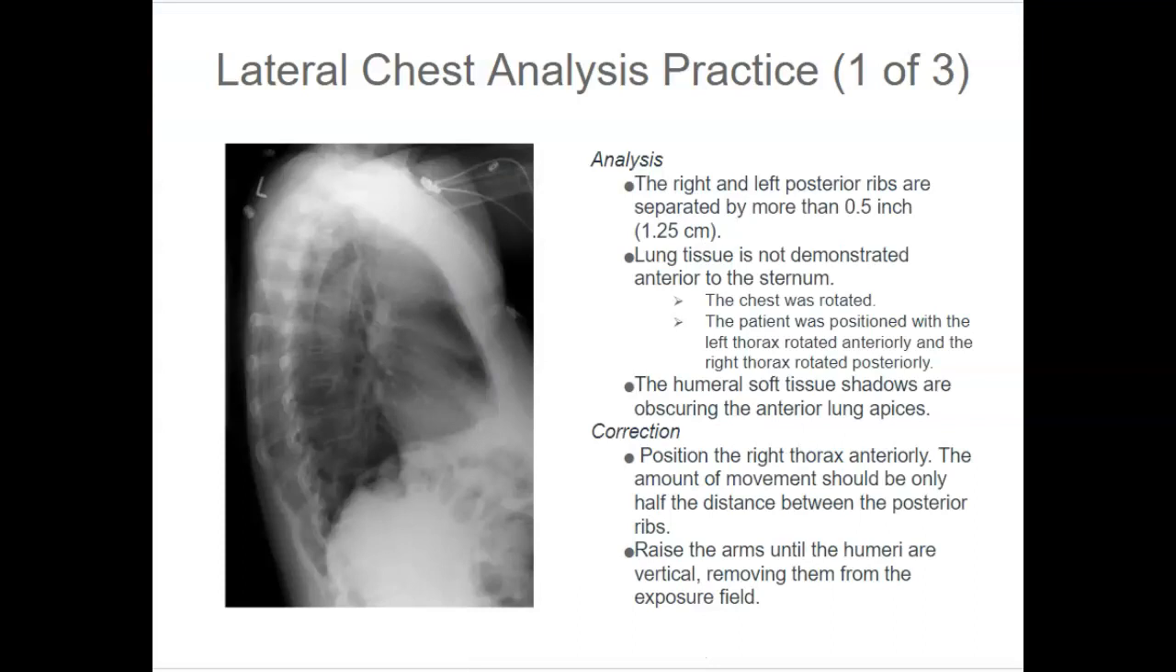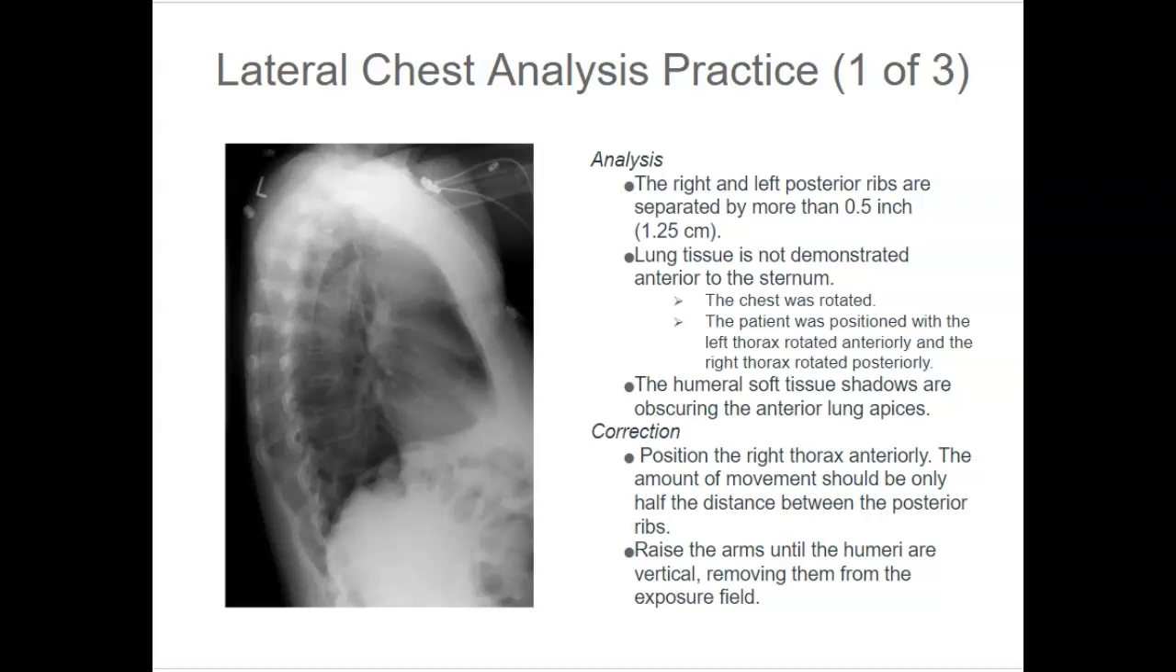So let's take a look at this practice analysis. Looking at this practice analysis, we can see that we have some obvious rotation posteriorly. The left and right posterior ribs are separated by more than a half inch. There is not any identifiable lung tissue anteriorly. I also do not see a gastric bubble demonstrated very clearly. So my assumption would be that the left side of the patient is positioned anterior to the right. Also, we have some soft tissue of the humerus lying and obscuring over the anterior lung apices.